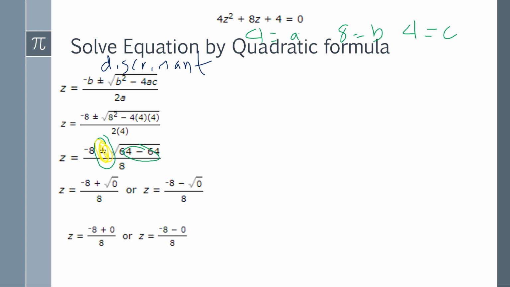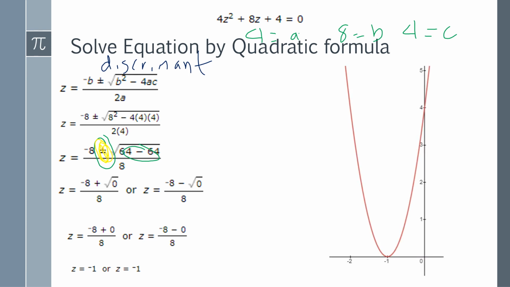Bam! 1 or -1. So again, because the square root is 0, you're going to have one answer. And when I put this in decimals, that's why I get one answer. Because the discriminant tells you several things. If it's 0, one solution, I'm going to put one solution of 0.